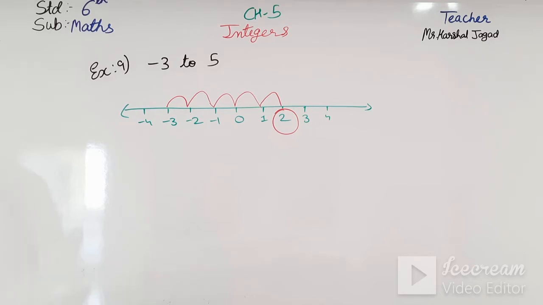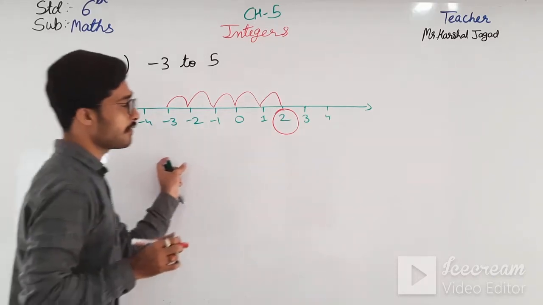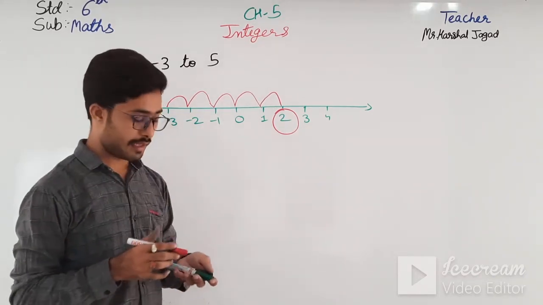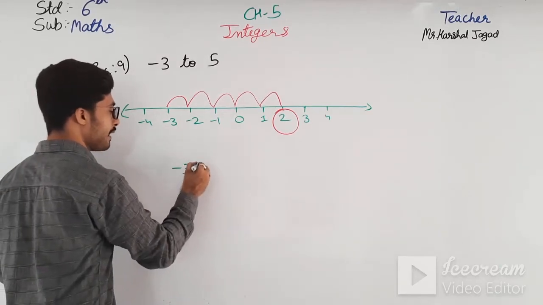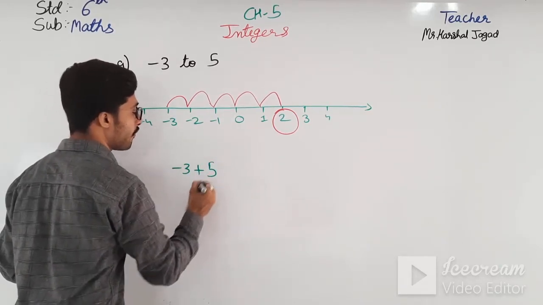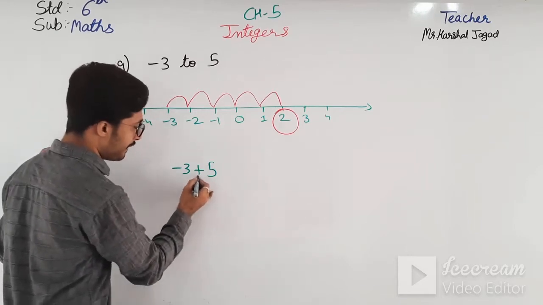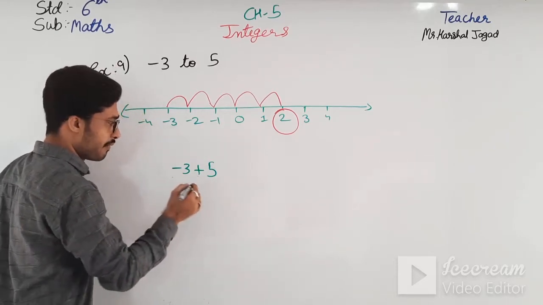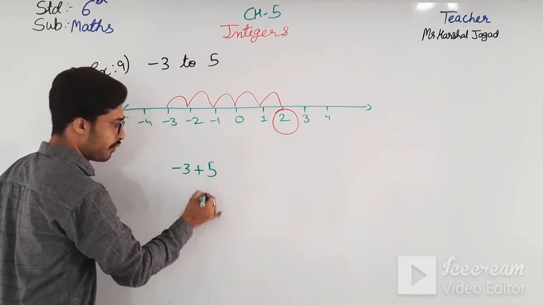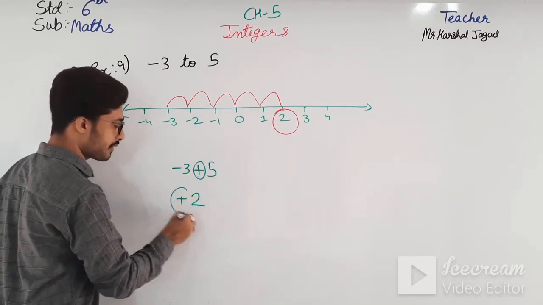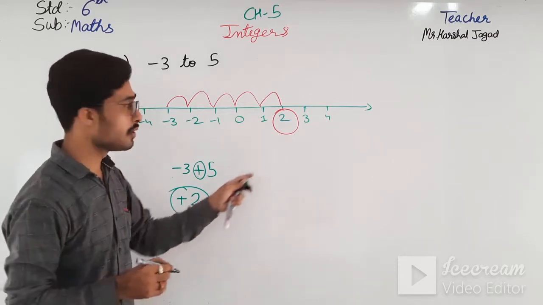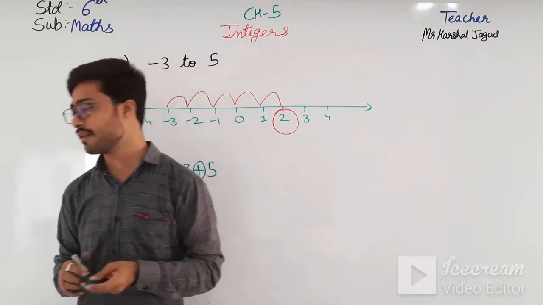Now we will understand adding this without the number line. How will we add this? -3 plus 5. So minus 3 plus 5 is 5 minus 3, which is 2. But here the bigger number has a plus sign, so here there will be a plus sign. So your answer will be plus 2.